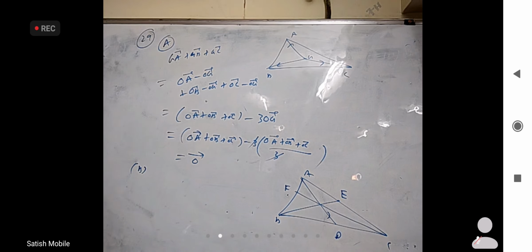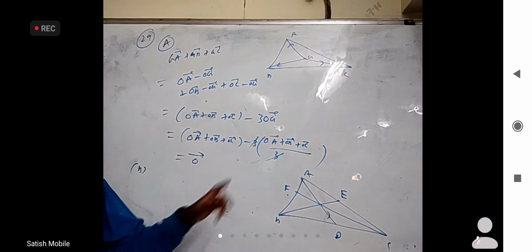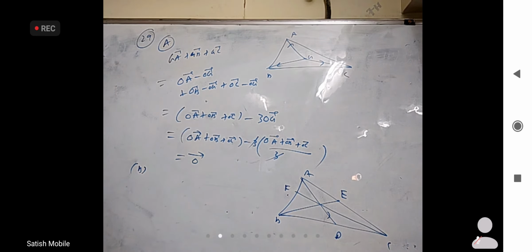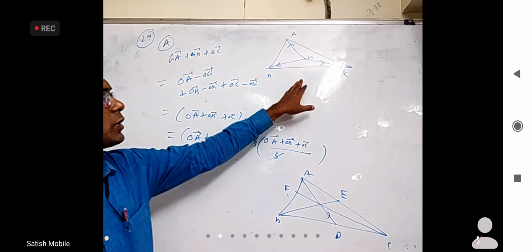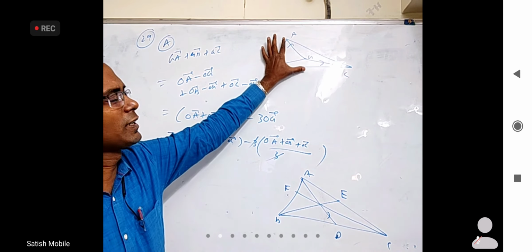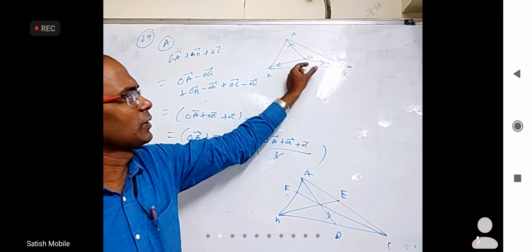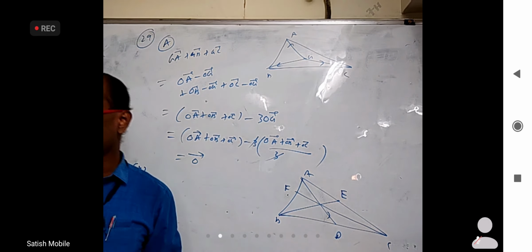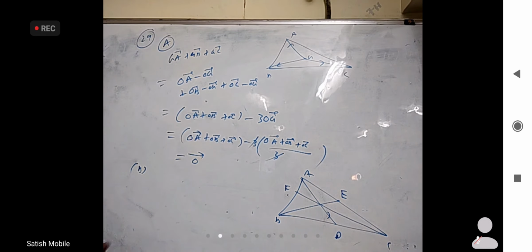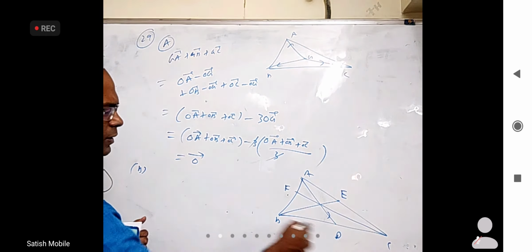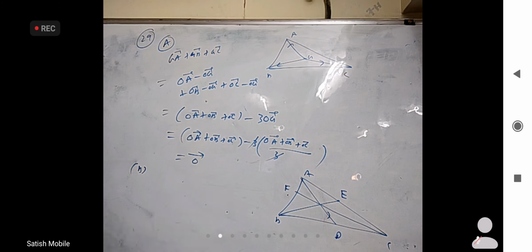Next they want us to prove that the sum of all 3 medians, including magnitude and direction, AD bar, BE bar, CF bar, is 0. In fact, it is almost the same as this question, because if you multiply this median by 3 by 2, this median by 3 by 2, and this median by 3 by 2, they will cancel out. You can do it in many other ways. You can write AD bar as AB plus BD by 2, and keep on like that also.